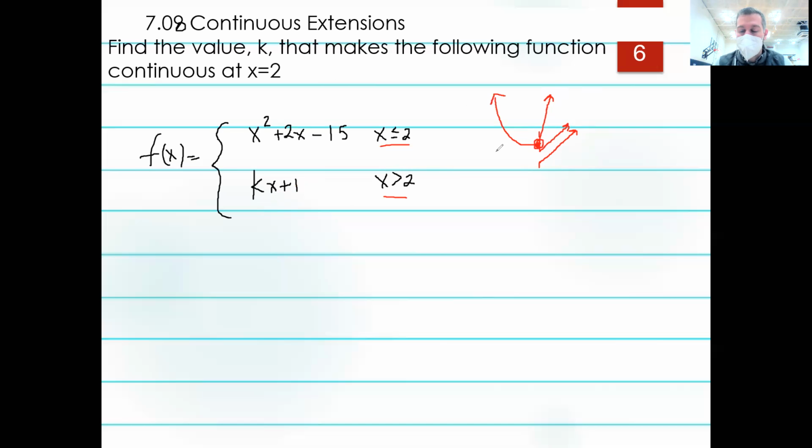So remember that we need these two things to be equal at that point. We need the left to be equal to the right-sided limit. So step 1 is just making sure that the left and right are equal. Well, how do we do that? We can force them to be equal by setting up an equation.